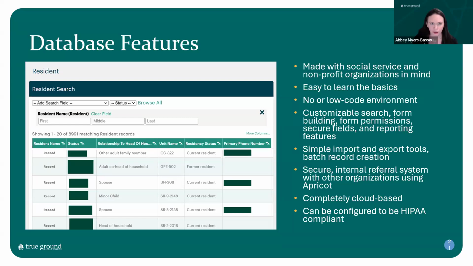There is a secure internal referral system available. We personally have not used it, in large part because the organizations that we're referring to are not on the Apricot system. The big benefit is if some other organization you work with is on Apricot, you can then easily and securely send resident information directly from there. For us, that hasn't been a helpful feature, but again, it is there.